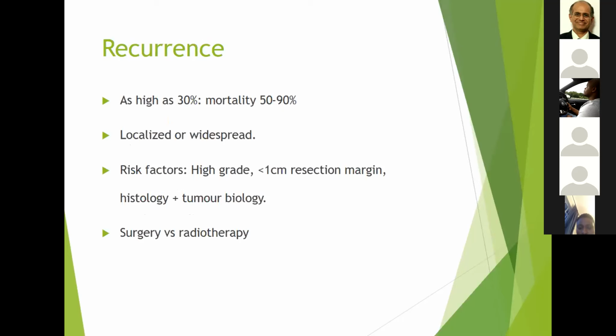And the risk factors are actually determined by the size of the margins of resection, the actual tumor histology and biology, which will also determine how badly or how well the patient is going to do. With recurrence, as I've mentioned before, you always have to weigh in your surgery and your radiotherapy.